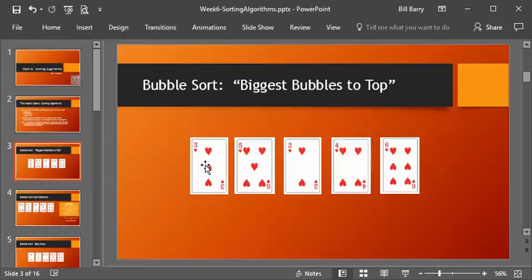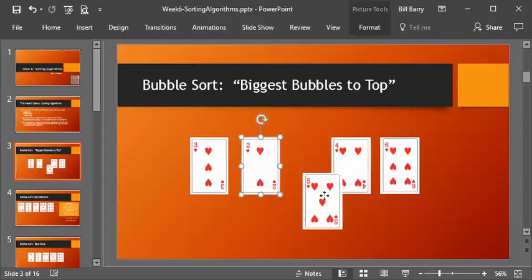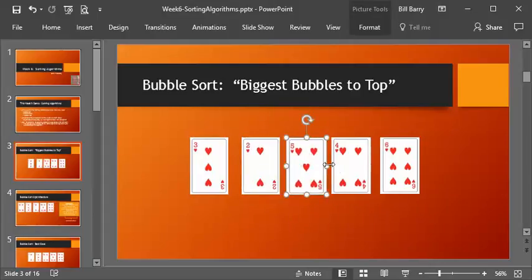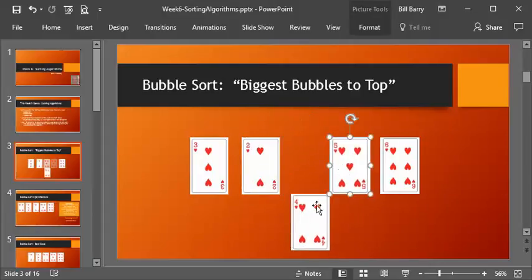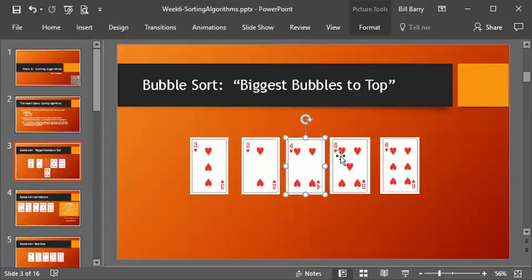So we do the 3 and the 5. They're in order. We don't need to swap them. 5 and 2, out of order. We need to swap. 5 and 4, out of order. We need to swap. 5 and 6, in order. Great. Second pass, we know that the second largest card has bubbled to the top.